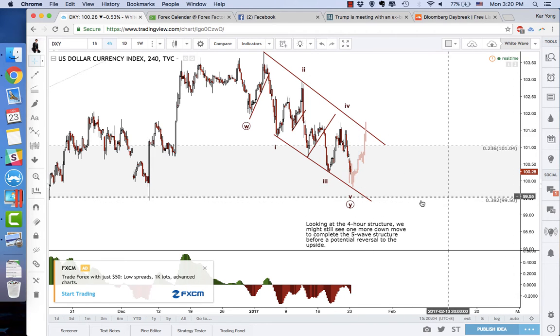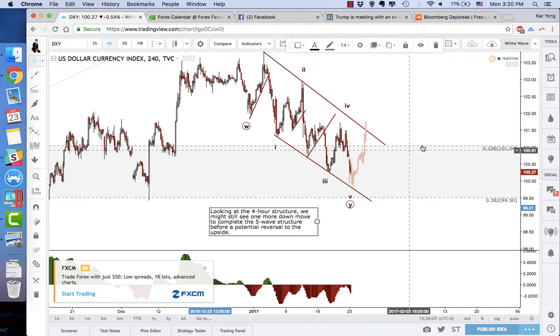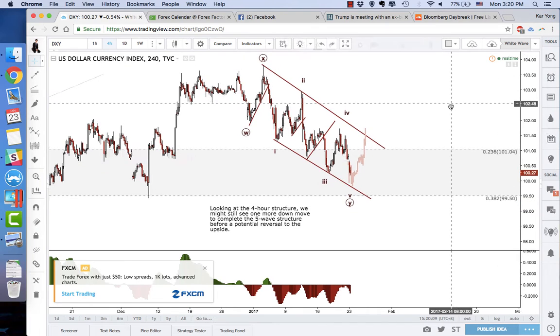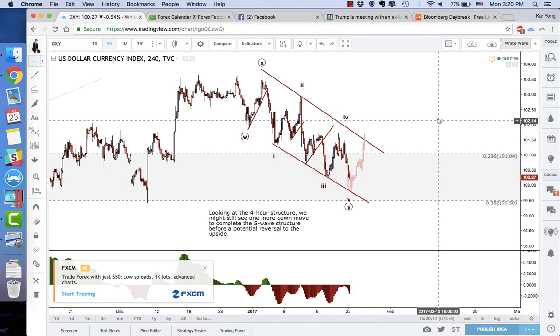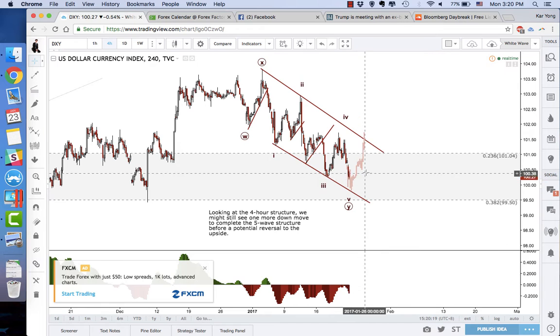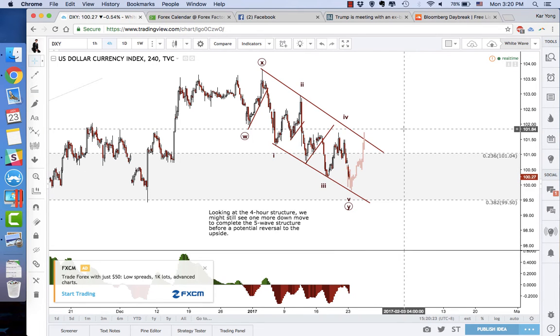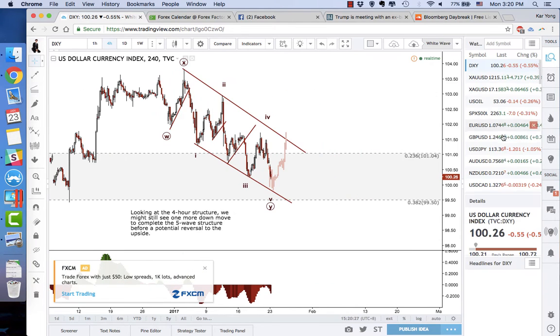If it goes lower towards 99.50, it'll be a very nice long opportunity with a very minimum risk, targeting all the way back up to 106.20. So this is on the dollar index. This week, we are expecting it to fall further, and then perhaps later part of the week we're going to see it strengthen from there.